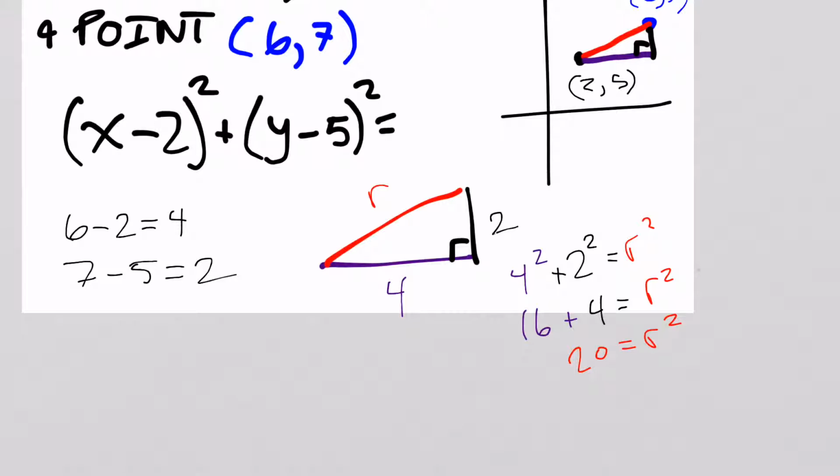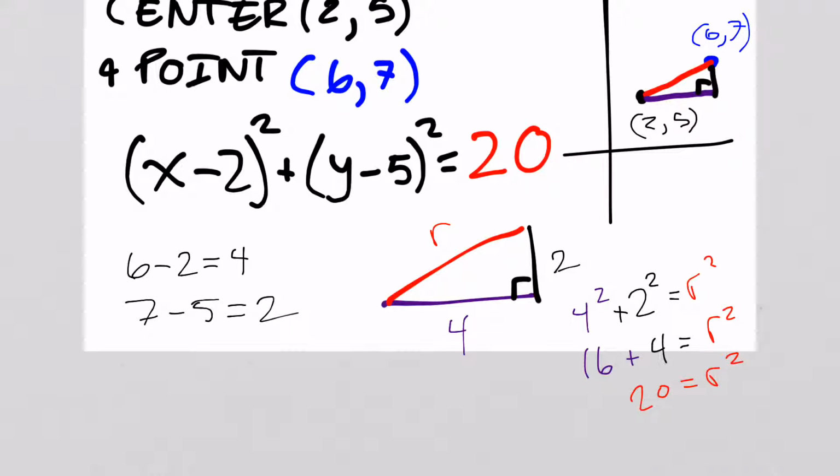Now, all I have to do then is write that down. Because remember, the equation goes x squared plus y squared equals r squared, just like Pythag. So (x - 2)² plus (y - 5)² equals 20. 20 is r squared. You don't have to write it in terms of something squared. It is r squared. 20 is r squared, so we get our circle just by using the distance formula.